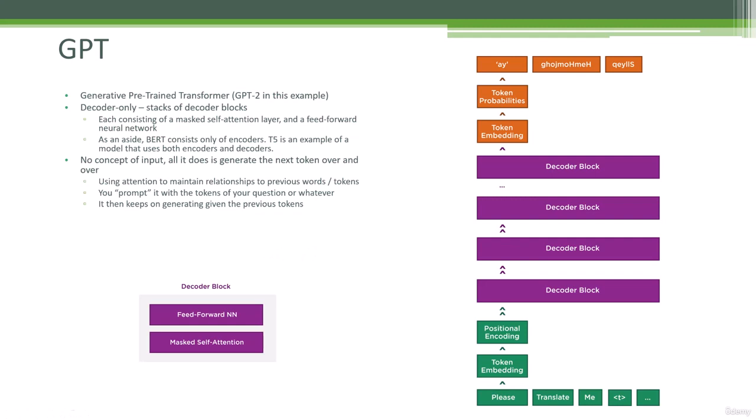Now, it doesn't really need to know what's the input, what's the output, what words are coming in what order because of the concept of self-attention. So that attention is used to maintain the relationships between previous words and tokens as they're being processed. That's the trick there to let us do this all in parallel. So you will prompt this big machine with tokens that represent your question or what you want to translate or whatever it might be, and it will just keep on generating a new token based on the previous tokens it saw before it. And those previous tokens could be partially your input and partially its incomplete output, right? It doesn't care.